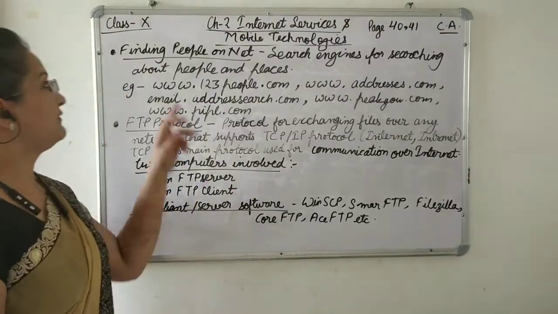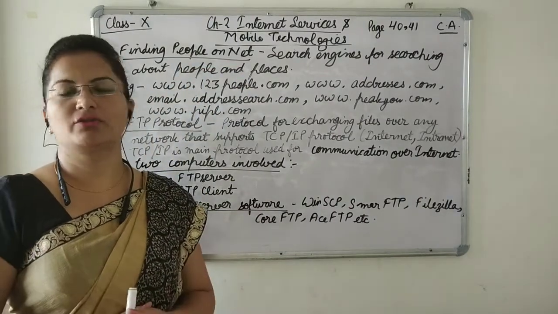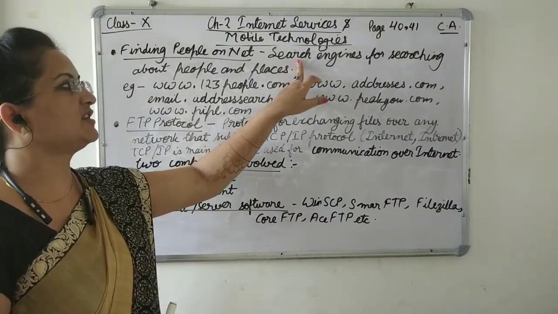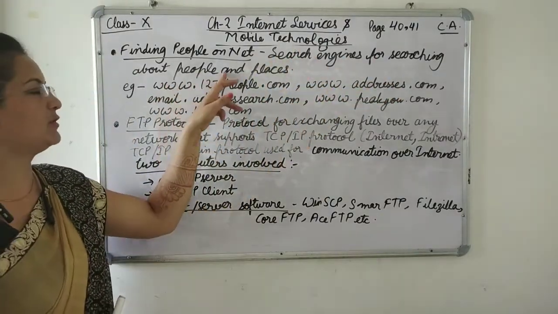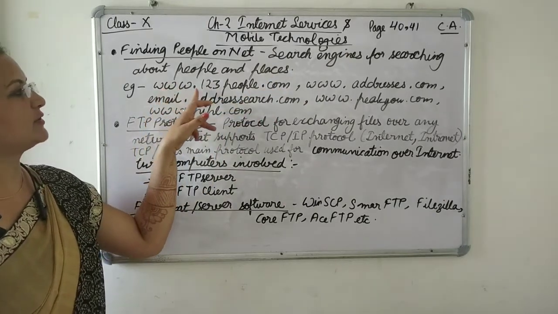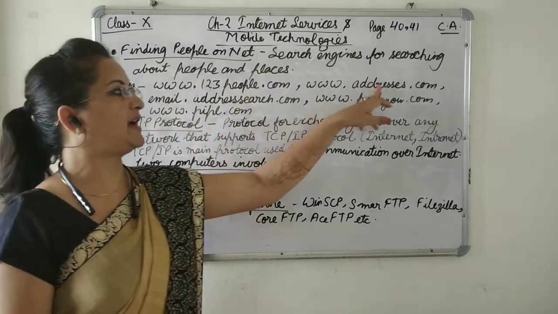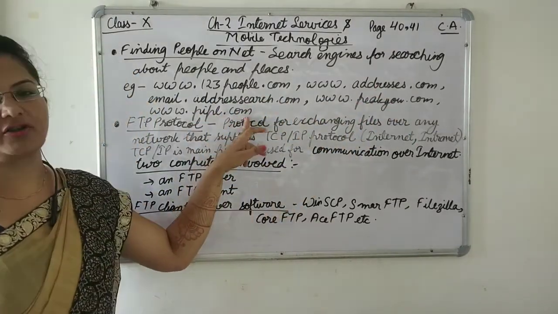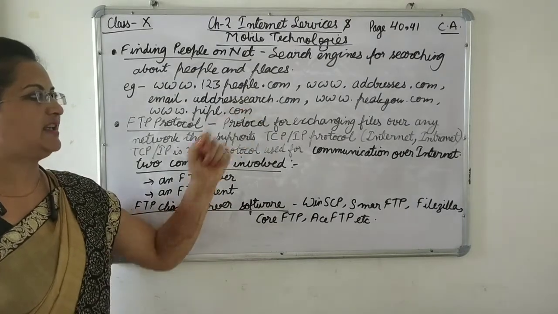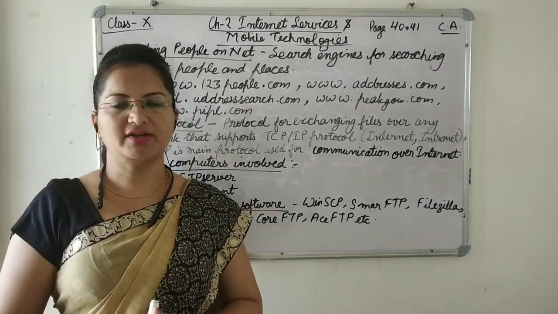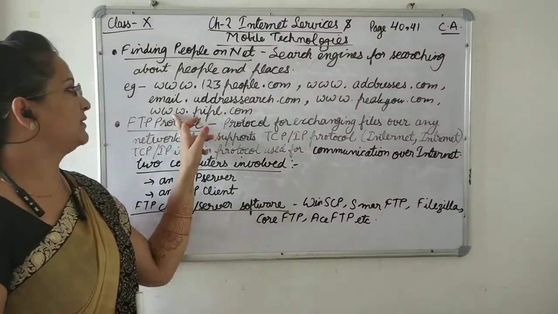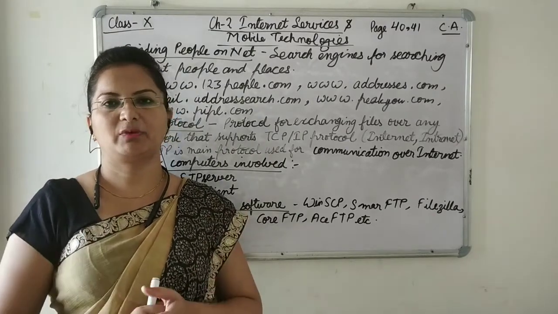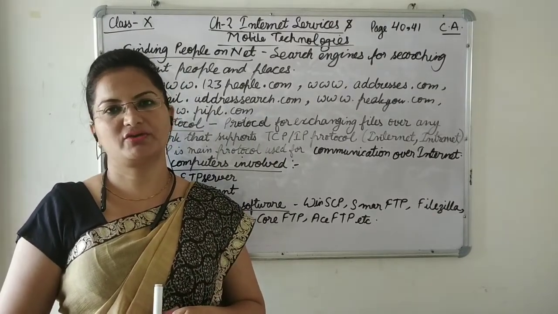Now students, finding people on the net. If you want to search about places and people over the internet, then you can use these search engines. There are websites like www.123people.com, addresses.com, addresssearch.com, pq.com, people.com, etc. You have to open these search engines in the web browser, meaning in the address bar you have to type www.people.com and the search engine will appear. Then you can type the place or the person name you want to search.